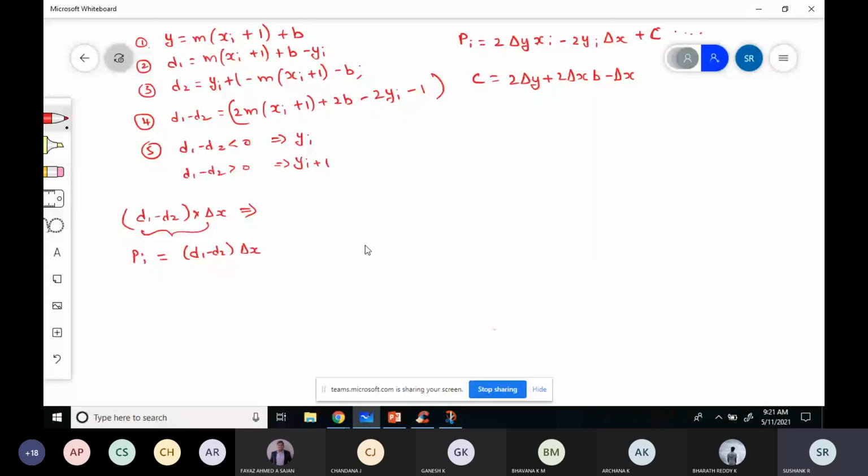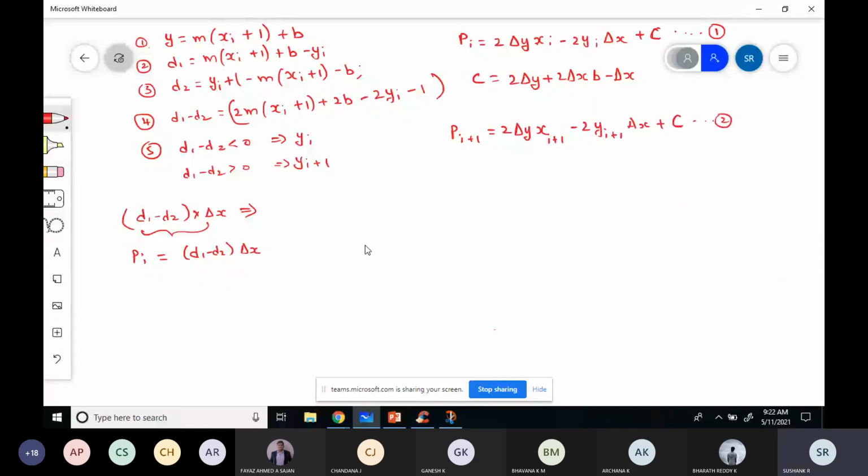So consider this as equation 1. For this equation I'll replace pi with pi plus 1. So if I make pi plus 1, this will become p of I plus 1. Wherever I is there, I'll replace with I plus 1: 2 delta y x of I plus 1 minus 2 y of I plus 1 delta x plus c.